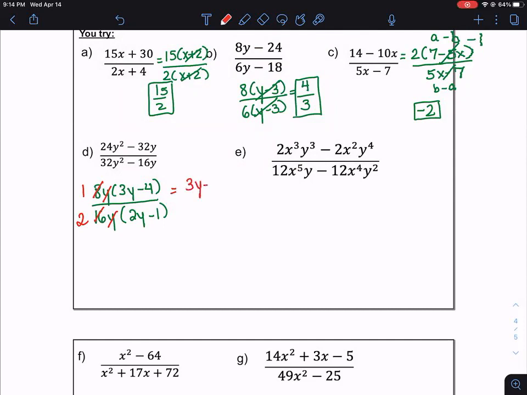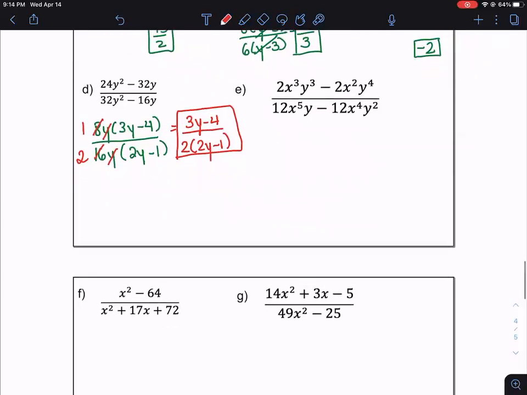So in the top, we're left with 3y minus 4, and in the bottom, we're left with 2 times 2y minus 1. Okay, so you're canceling either like monomials or like binomials. And of course, the special situation. I'll give you guys a little bit more time on E, but if anyone feels like going ahead to F, G, and H, go for it.